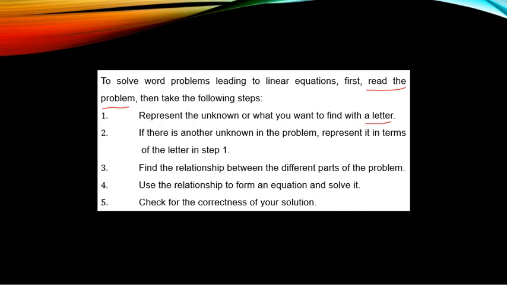Step 3, find the relationship between the different parts of the problem. Step 4, use the relationship to form an equation and solve it. Step 5, check for the correctness of your solution. In an equation, the left hand side is equal to the right hand side. So once you check and both sides are equal, it means your solution is correct.